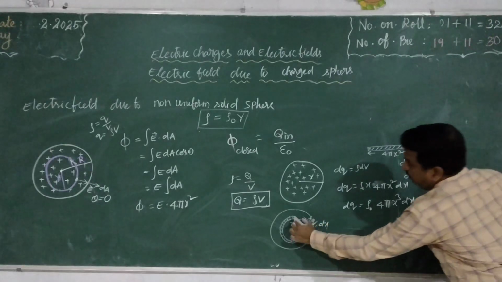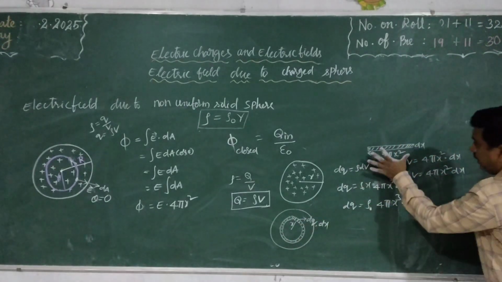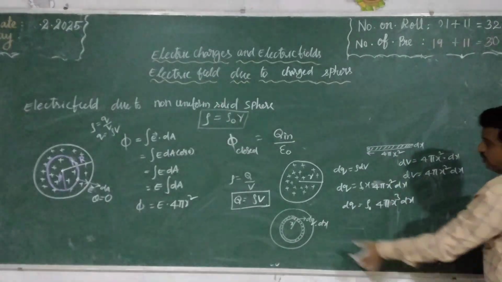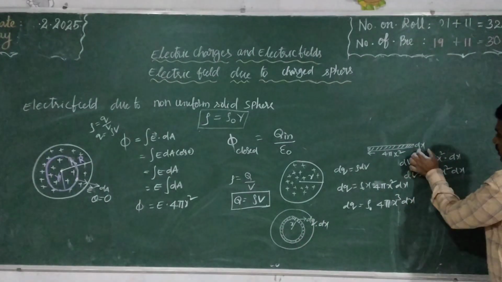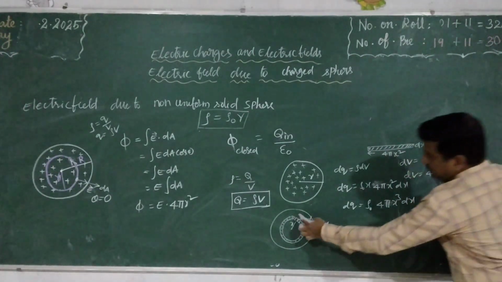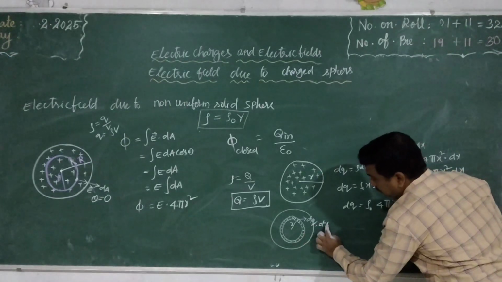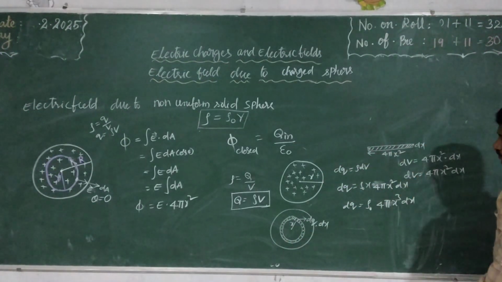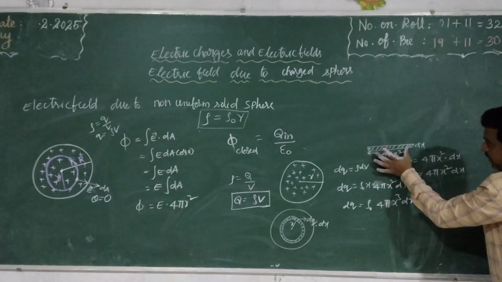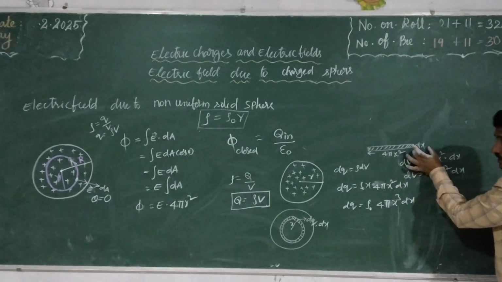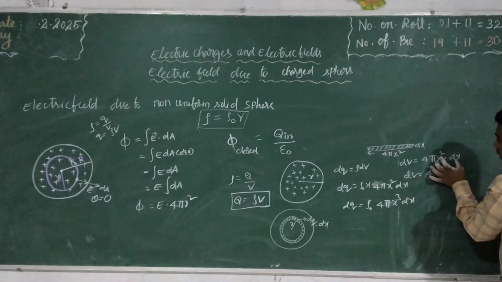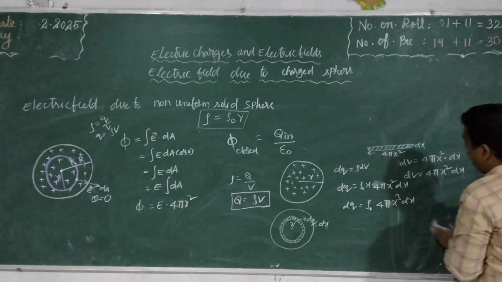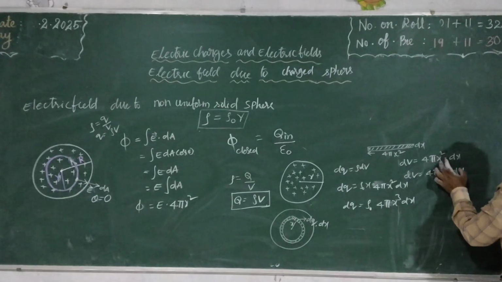Why? Because it is a small volume. When this shell is cut and extended, its surface area is 4 pi x squared, since x is the distance from the center. The thickness is dx. So 4 pi x squared into dx gives the volume. So dv equals 4 pi x squared dx.